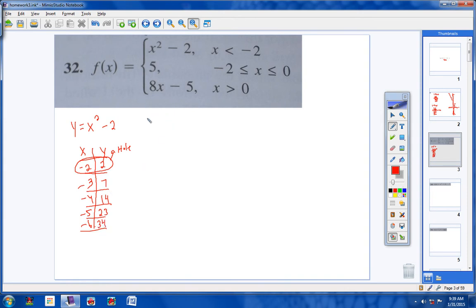Now the other graph is really interesting. It's y equals 5, or the other function, y equals 5. Well, that's going to be a horizontal line going through the y-axis at 5, okay?